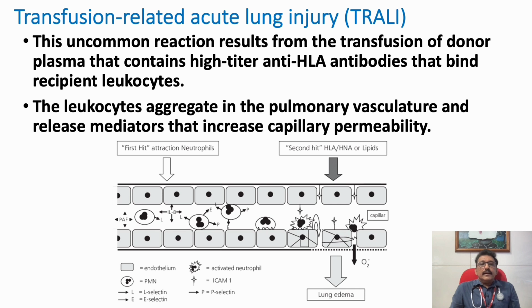The leukocytes aggregate in the pulmonary vasculature and release mediators of inflammation, which further produce capillary leak and increased capillary permeability. That will produce vascular leak. The leaking substance can go to the alveoli, and it will produce something similar to ARDS.